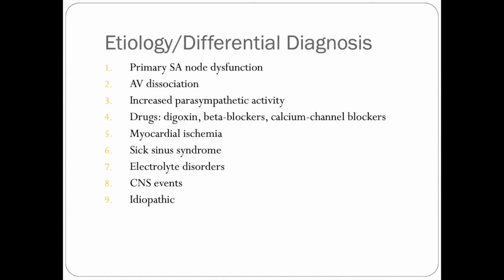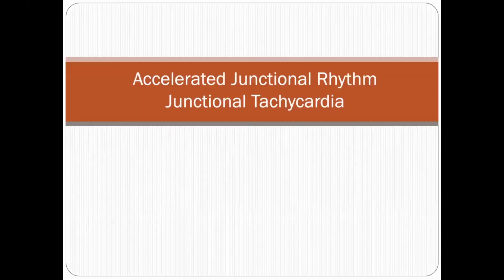The etiology of that, often SA node problems to begin with will lead to it. If we have an AV dissociation where the atria and the ventricles are not coordinated, then the junctional escape can be the ventricular activity, can lead to the ventricular activity. Anything we do to increase parasympathetic activity, or anything that we do that slows conduction in the AV node, digoxin, beta blockers, calcium channel blockers, especially verapamil, are all ones that tend to do that, or some other pathology that you see there are things that can lead to a junctional escape rhythm.